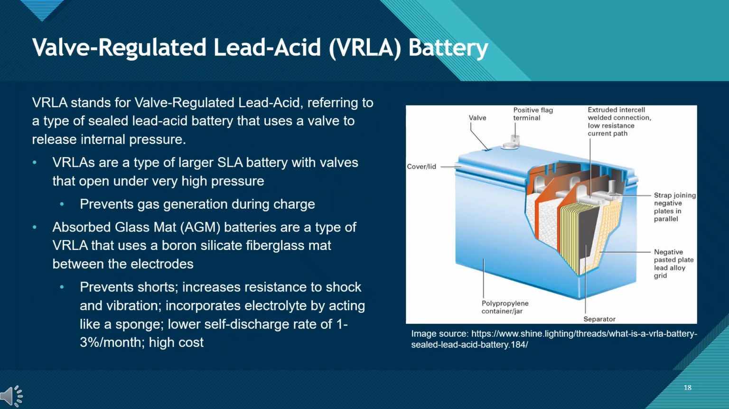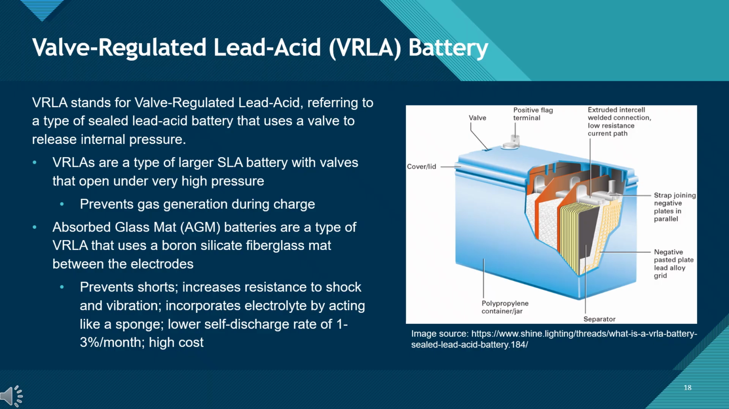Now let's take a look at valve-regulated lead-acid, or VRLA batteries. These are a type of sealed lead-acid battery that uses a small valve to safely release internal pressure. Unlike traditional flooded batteries, VRLAs are designed to minimize gas generation during charging. A common subtype is the absorbed glass mat, or AGM battery, which uses a fiberglass mat between the electrodes.